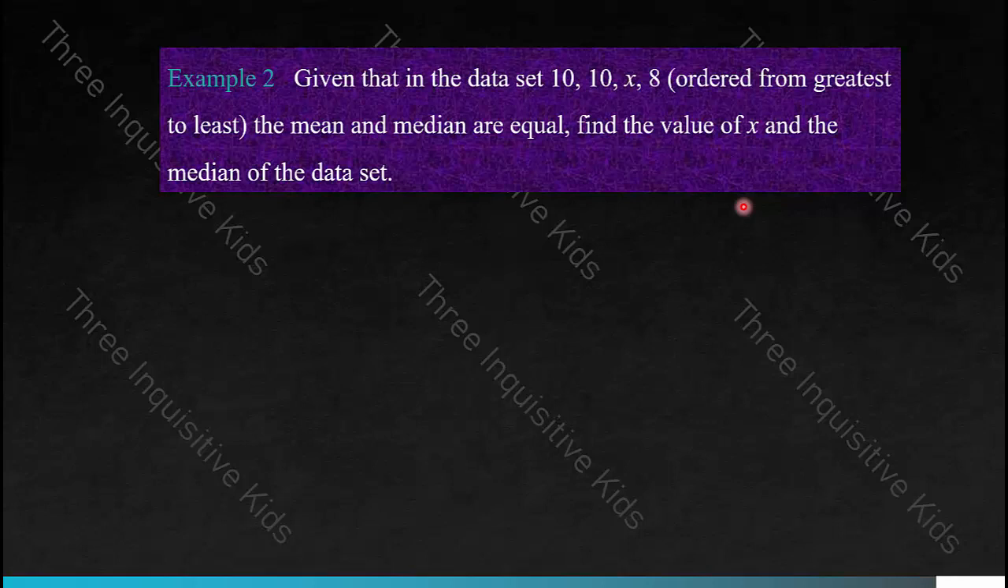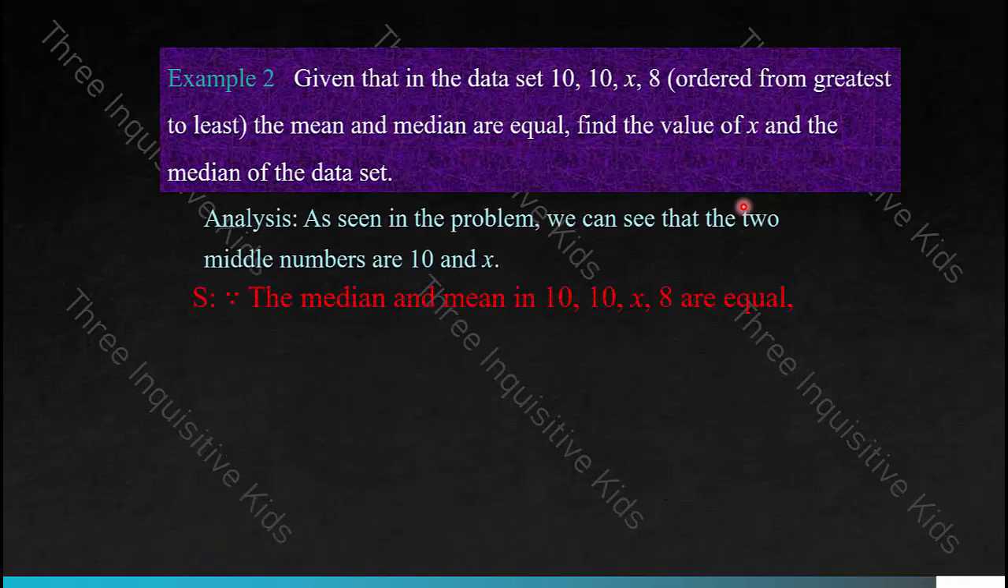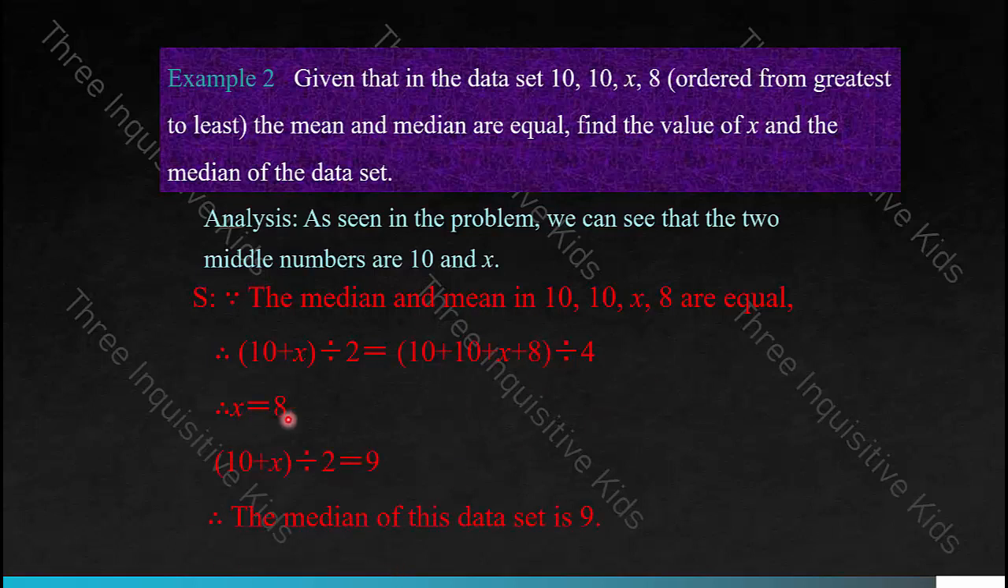So the first thing we can do is find the equation, plug the known values in, the known relationship. Okay, so we already know that the median and the mean in this data set are equal. And this is the equation we can set. 10 plus x divided by 2, which is halfway between 10 and x, that's the median, is equal to the overall average, meaning x is equal to 8. Substitute this in here, so the median of this data set is 9.